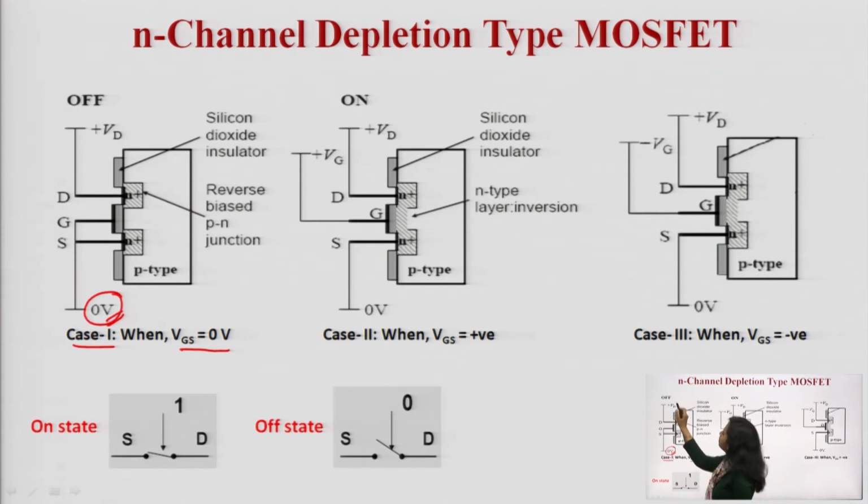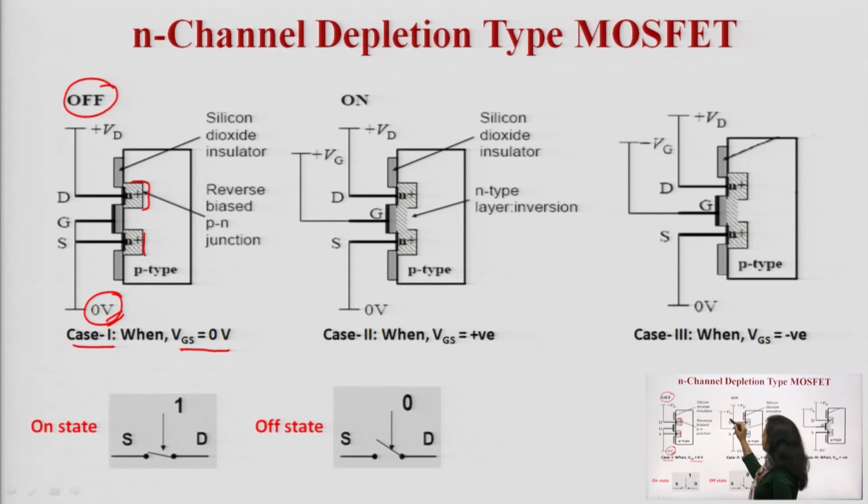At the same time, positive plus VD is applied over here initially. Now what will happen? You can see, because this is a P-type substrate, this is N, depletion layer will be formed over this junction. At the same time, depletion layer will be formed at this junction. But when VGS is 0, now you can see there is a channel which is being absent over here.